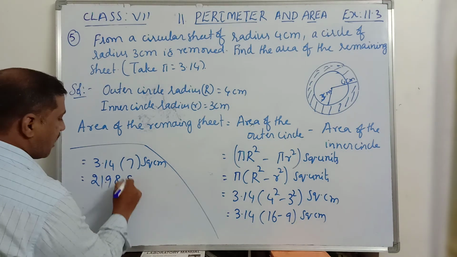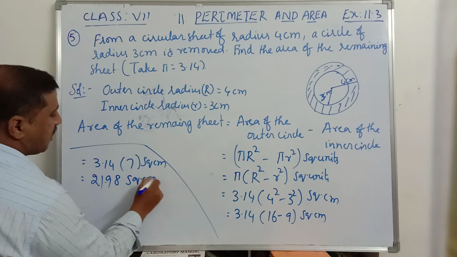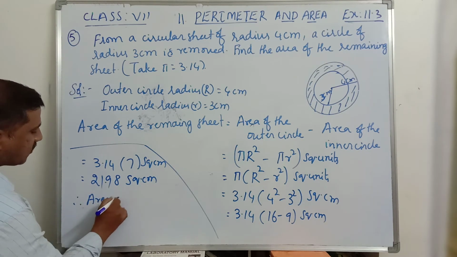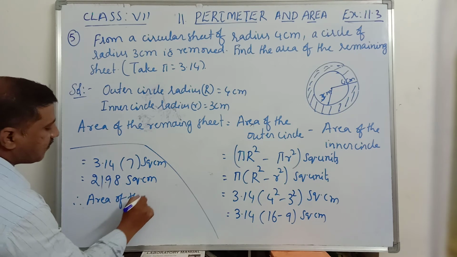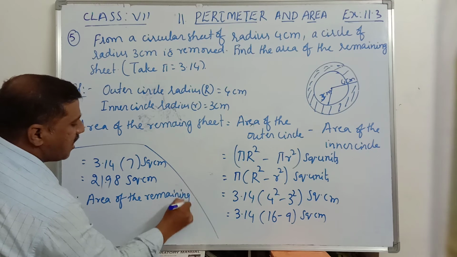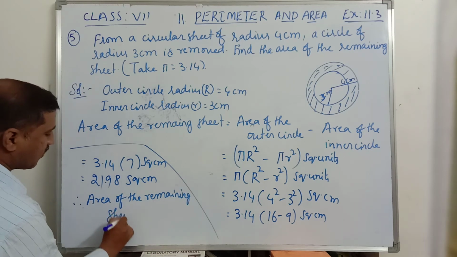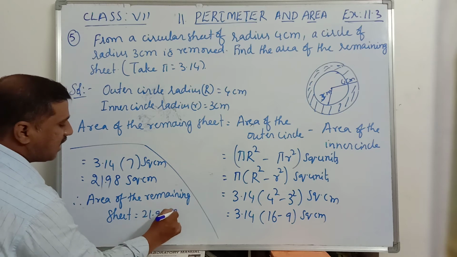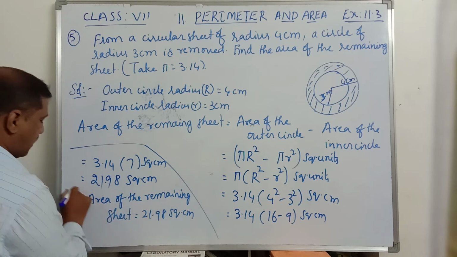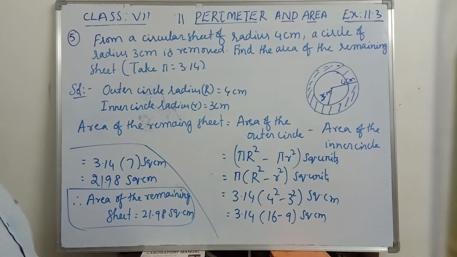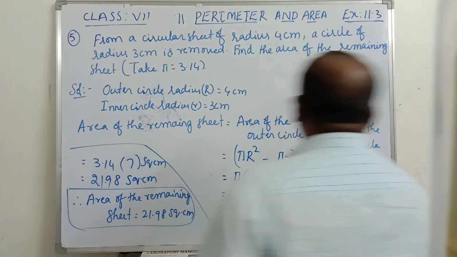21.98 square centimeters. Therefore, the area of the remaining sheet is 21.98 square centimeters. So like this we will find the area of the remaining circular sheet.